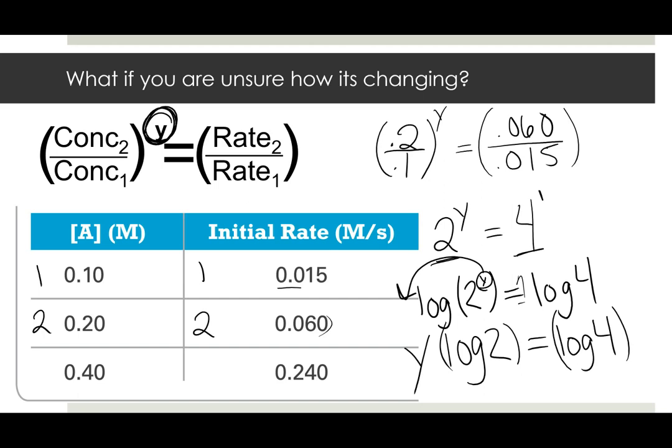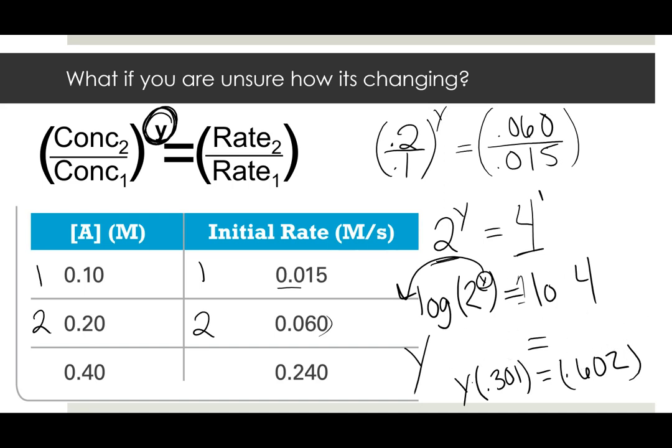Okay. Well, Miss Mazz, how does that help me? There's logs now, and that's crazy. Well, type that into your calculator. Okay. So use your super smart calculator and let it do all the hard work for you. So if I literally type into my calculator log of 2, that's going to equal 0.301. And if I literally type into my calculator log of 4, that's going to be equal to 0.602. Okay? Let me clean this up a little bit just so you can see it.